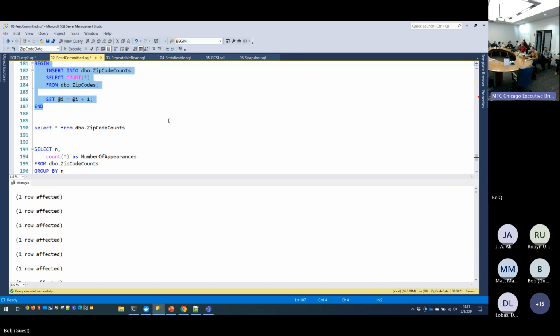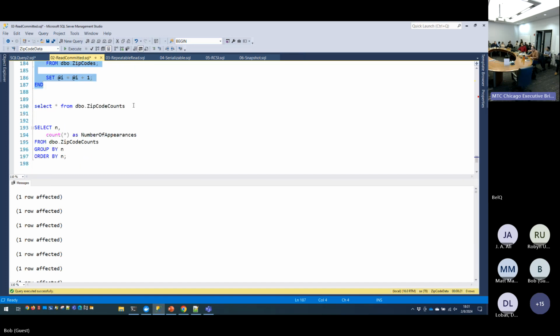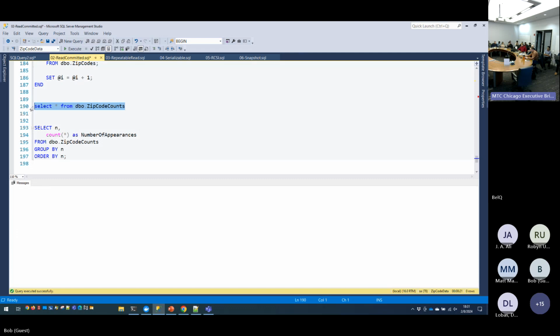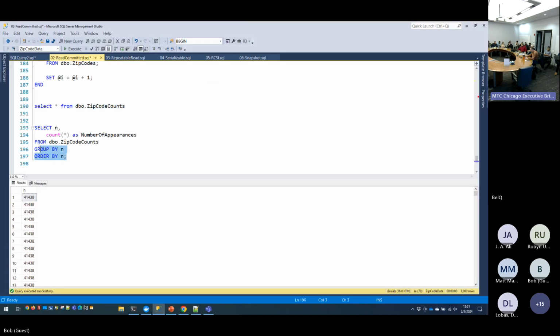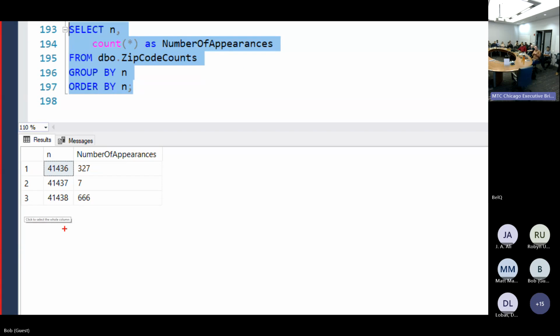That's fine. Okay, so we counted 1,000 times. If we look at what we captured here, we have just literally copies of what happened. So let's sort and group by and see what our results are. Boom. Okay, so remember there were 41,437 rows in this table that we counted. When the data was moving, we overcounted 666 times and we undercounted 327 times. We got the right answer 7 times out of 1,000, while the data is moving.